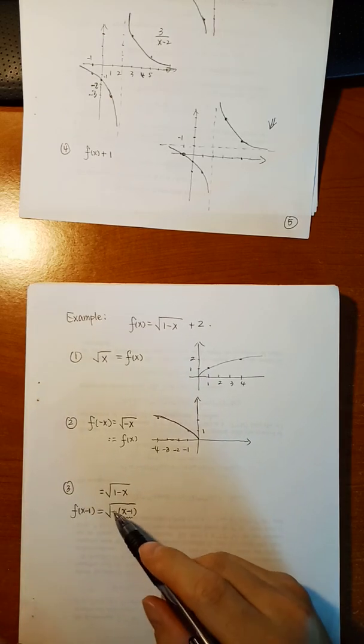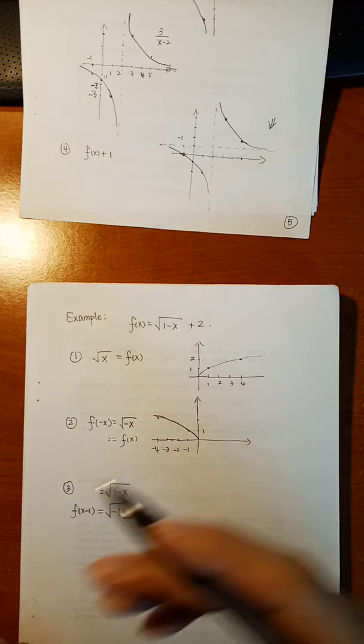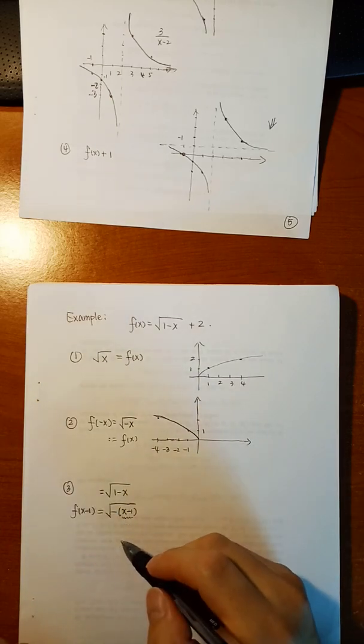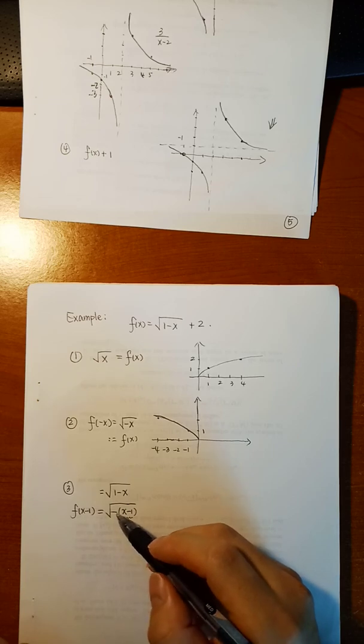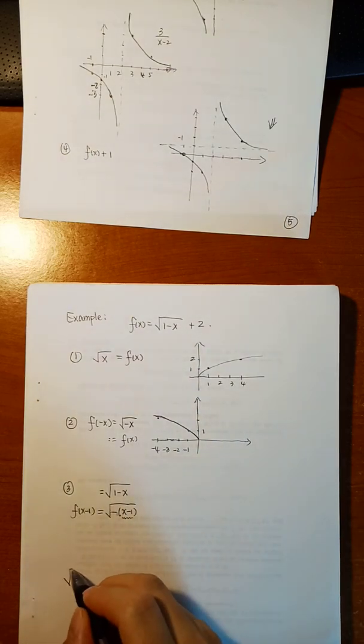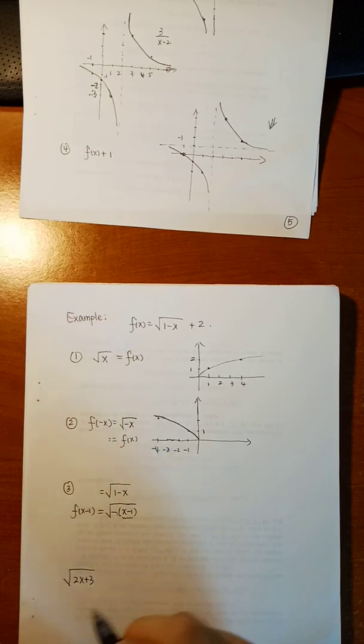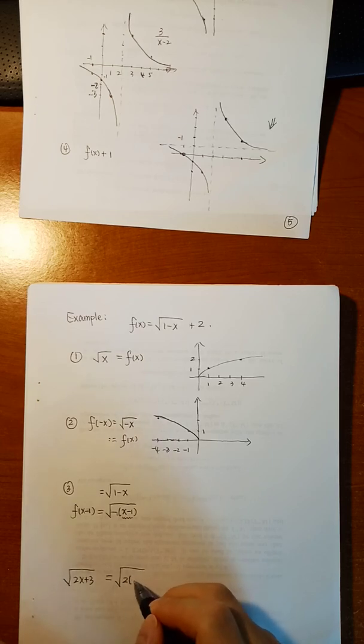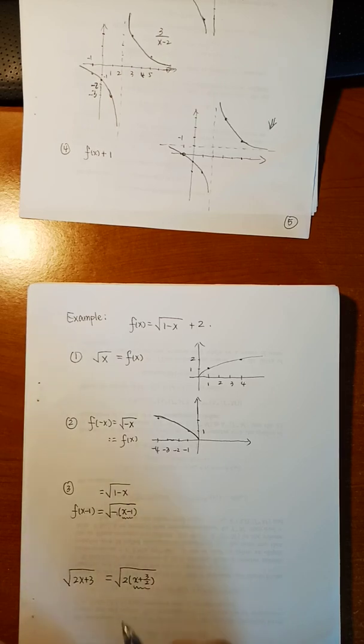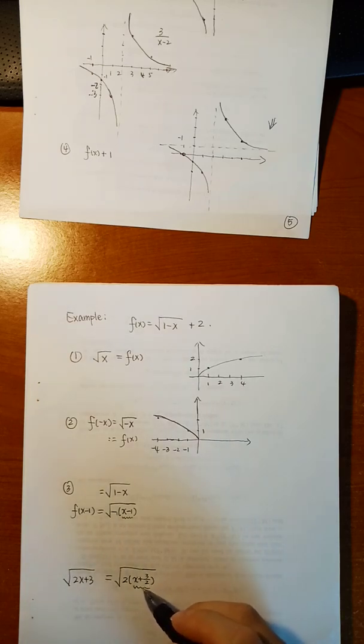Whenever you have a coefficient and you have some addition or subtraction about x, you have to factor out the coefficient. For example, if you have square root of 2x plus 3, how do I determine the horizontal shift? I have to write it as 2 times x plus 3 over 2. And this is your horizontal shift. The coefficient cannot be combined with x. So this horizontal shift is a shift left.